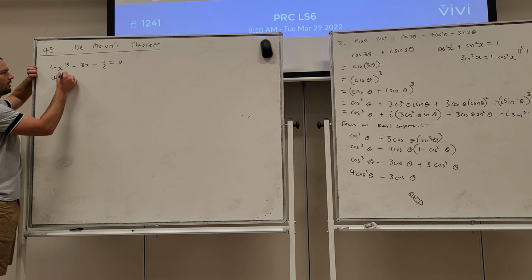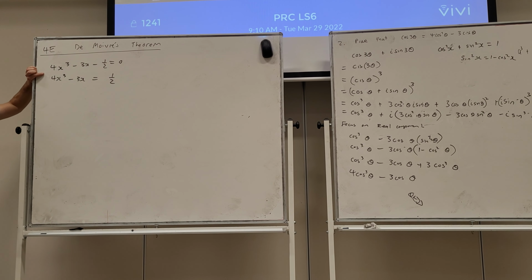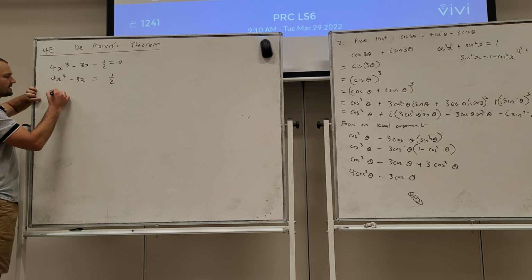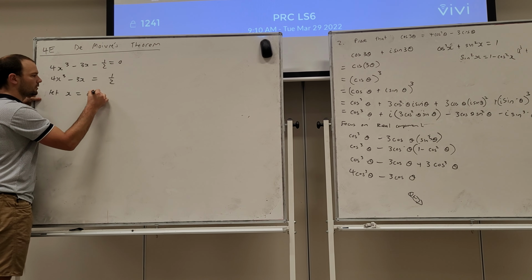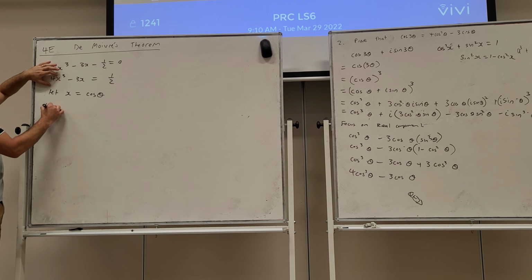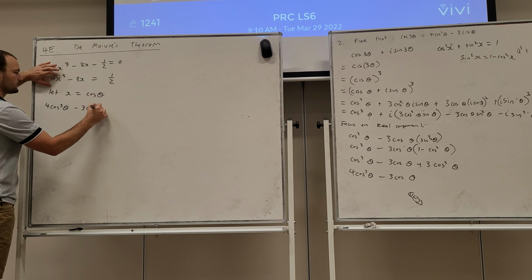Firstly, let's just get the variables by themselves and we'll move the x over. Because what we can do is replace one variable with another variable. Alright, so we're going to let x equal cos theta. So that's the hence. If x is cos theta, then we've got 4cos^3 theta - 3cos theta.